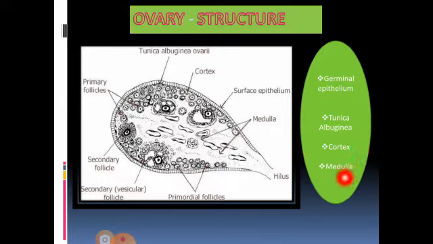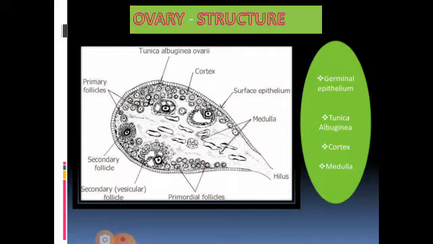Medulla is the innermost region. Next to medulla we have a wider cortical region, and next to cortex we have a poorly developed tunica albuginea, and the outermost layer is germinal epithelium, or what did I say? Surface epithelium, which I marked here. What is special about this surface or germinal epithelium? This germinal epithelium only forms the oogonia in the fetus stage. Are you clear about the structure of the ovary?